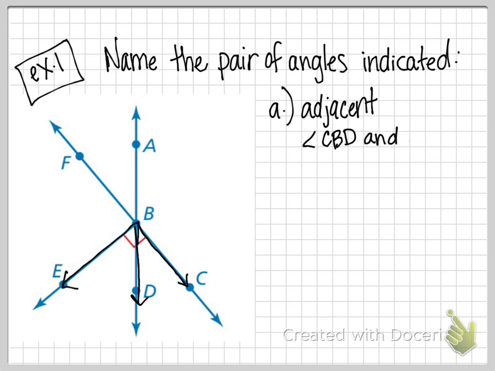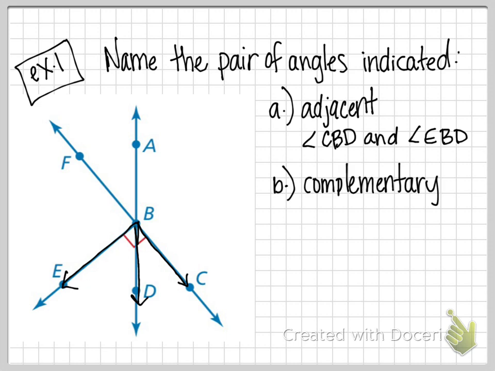EBD and CBD. Are those adjacent? Yeah. Yes. Very good. Because they share a side, right? They're touching each other along one side, one common side. Okay, let's do a set of complementary angles. Complementary angles add to equal how much? 90. 90 degrees. So what are two angles that are complementary? John? EDC. Okay, EDC.